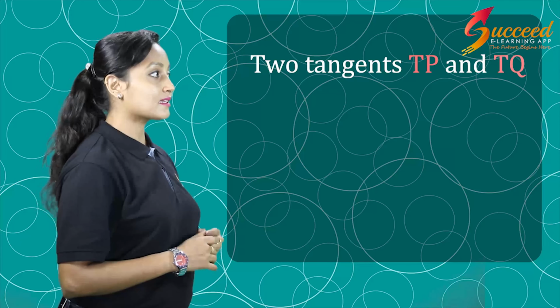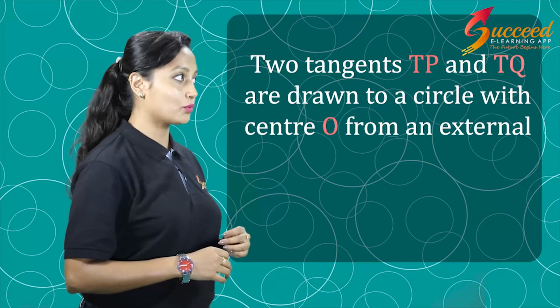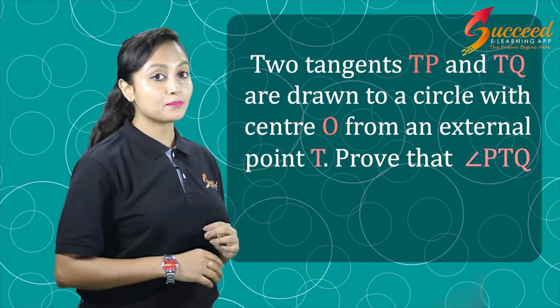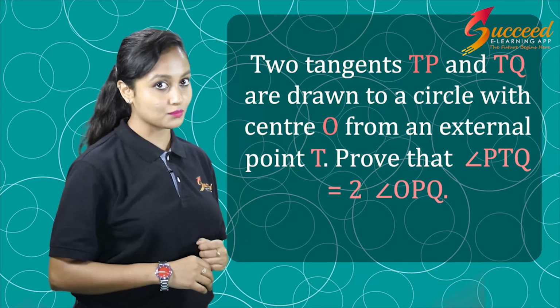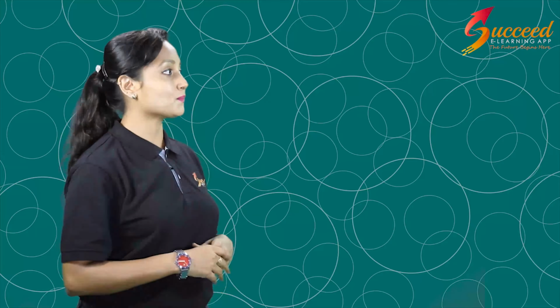Two tangents TP and TQ are drawn to a circle with the center O from an external point T. Prove that angle PTQ is equal to twice of angle OPQ. Let us get into the proof of this question.